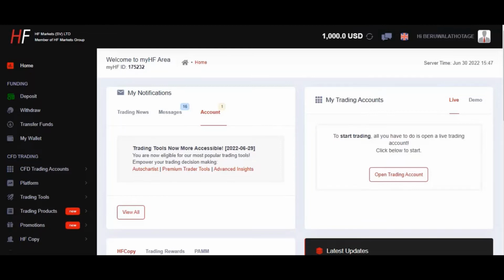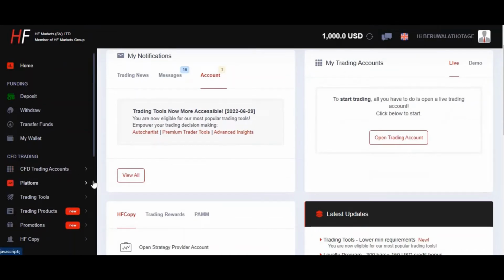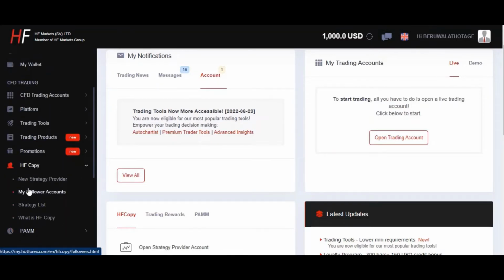So this is Hotforex follower accounts. If you don't have a Hotforex account, I have put the link in the description, so please register and verify your account. Then after verification, you can proceed to open an HF Copy follower account. How you can do this is, you just go to HF Copy here, then you have options down here: new strategy provider, my follower account, strategy list, and what is HF Copy.